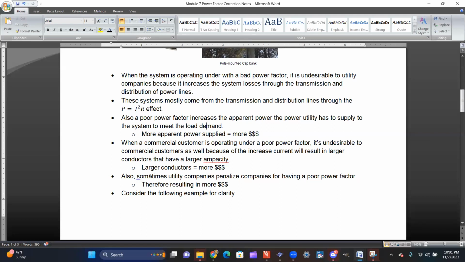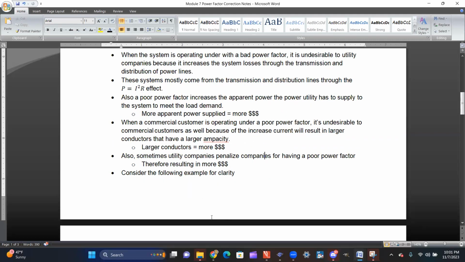And lastly, companies are interested in improving the power factor because the utility company will penalize them if their power factor is poor. Just like utility companies are not interested in supplying power that has a poor power factor because they have to spend more money on their end to supply that power, if you're the one causing the system to have a poor power factor, they may penalize you. So that's why some industrial and commercial customers are interested in improving their power factor.